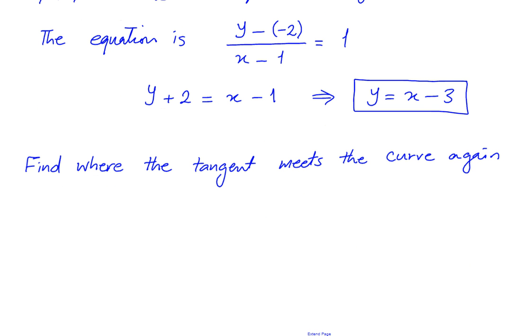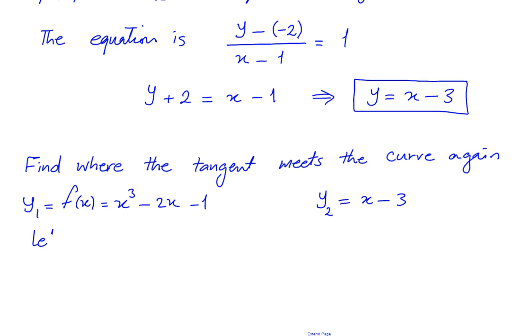The question can go on and ask to find where the tangent meets the curve again. Where the tangent intersects with the curve again. So the original equation of the curve was f of x equals x cubed minus 2x minus 1. And the equation of the tangent, we found it to be y equals x minus 3. So I'm going to call this y1, and y2 is the tangent. And now this involves solving them simultaneously to find the points of intersection.